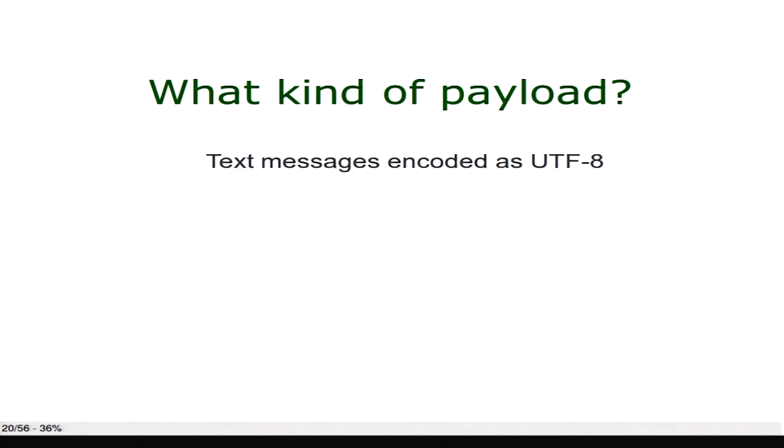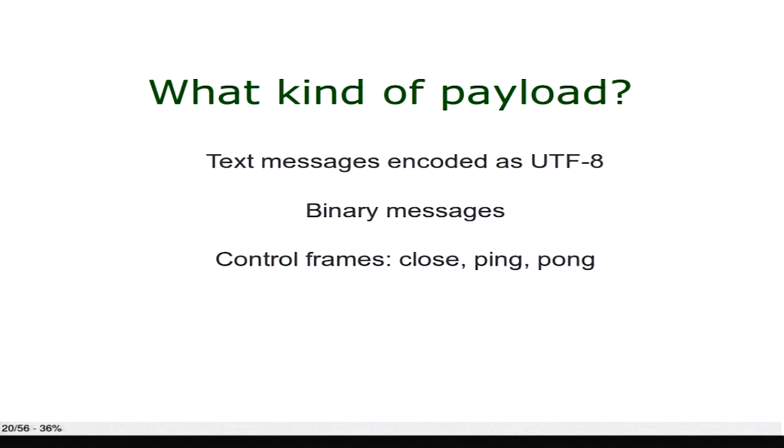So what kind of payloads can messages have? We can have text messages, which are interpreted as UTF-8 text. We can have binary messages that are up to the application to interpret, however it sees fit. And these are really the two main kinds of messages that we have. Beyond that, we have control frames, and those are single frames that indicate that the connection is being closed.